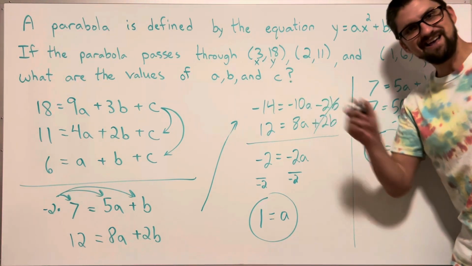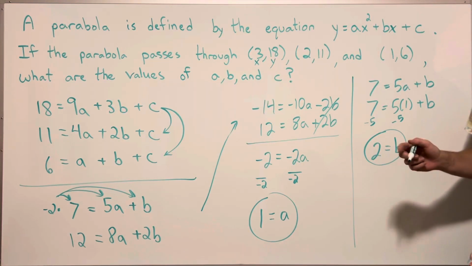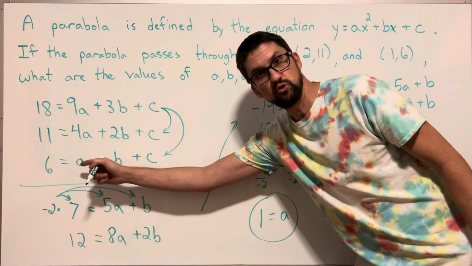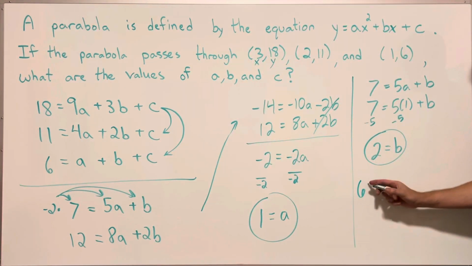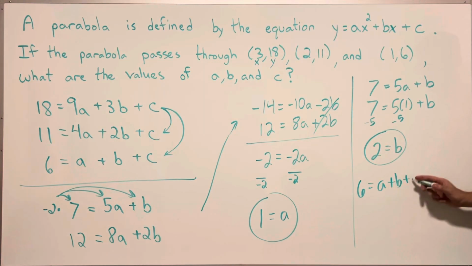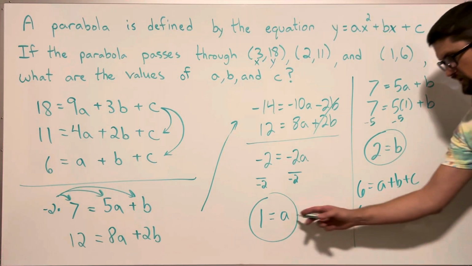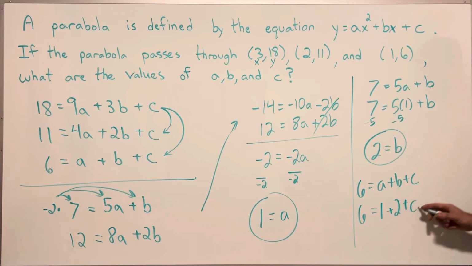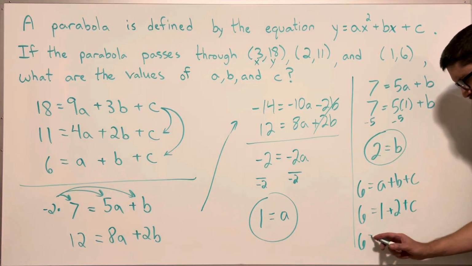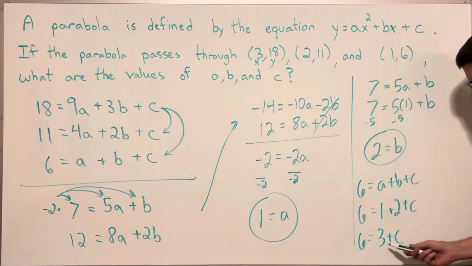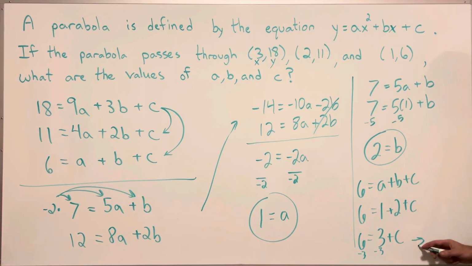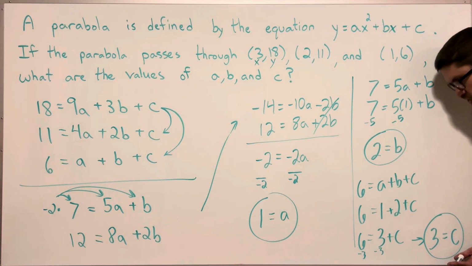The last thing to do is find the c. The easiest equation looks like this one to get your c. They all add up to 6. So 6 equals a plus b plus c. I'm going to plug in the 1 for a, the 2 for b. That's 3. And I can get c here by subtracting 3 from both sides. And I get a 3 for c. All right, I found all the letters, a, b, and c.